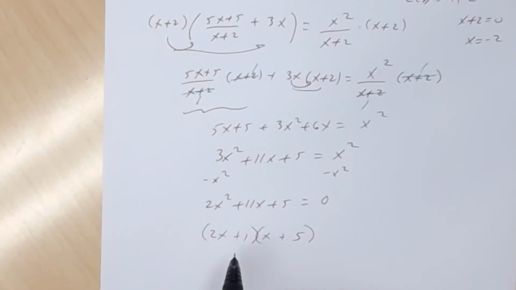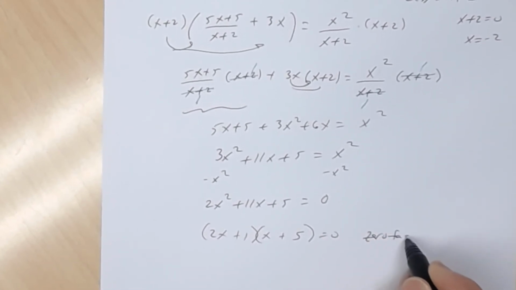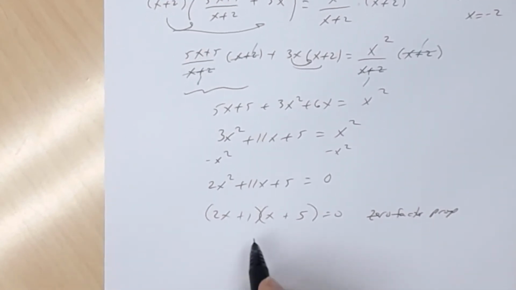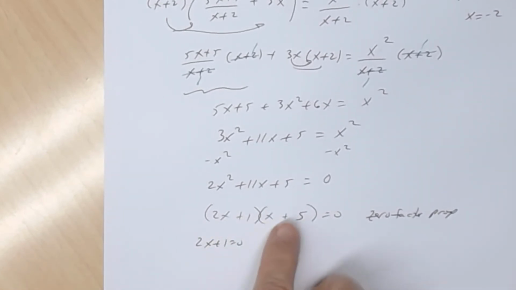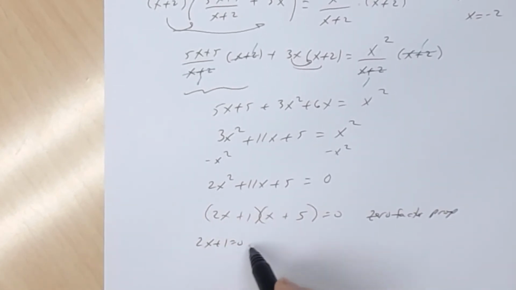And again, before you go on, always check. 2x times x is 2x squared. The outer is 10x, the inner is x, and you get 11x, and then 1 times 5 is 5. Equals 0. And now we're going to use the zero factor property. Remember that? Notice that the product of these factors is 0, which means one of them must be 0. So either 2x plus 1 is 0 or x plus 5 is 0.